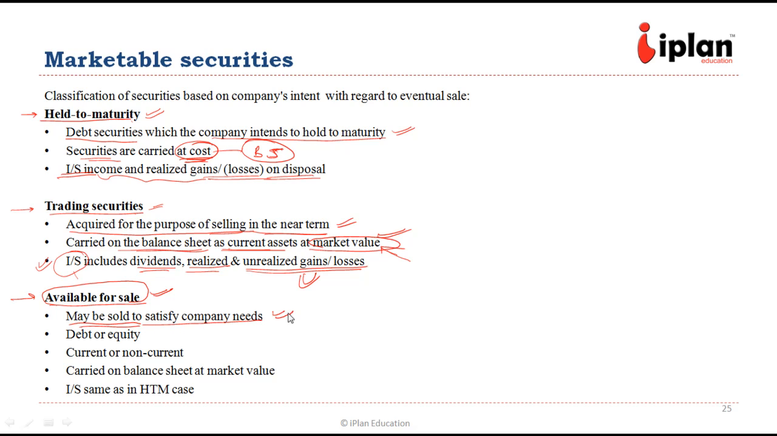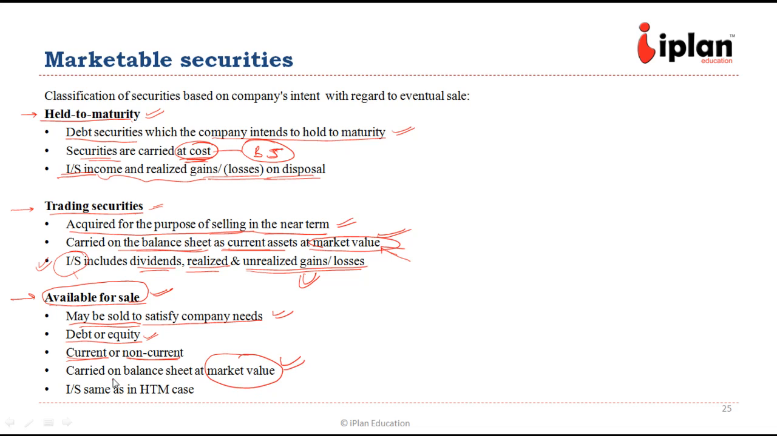So these are somewhere in between the two. They may be sold to satisfy the company needs, so they are available for sale. If the company feels the need of selling, they can sell them. They could be debt or equity. The available for sale security could be current or non-current.